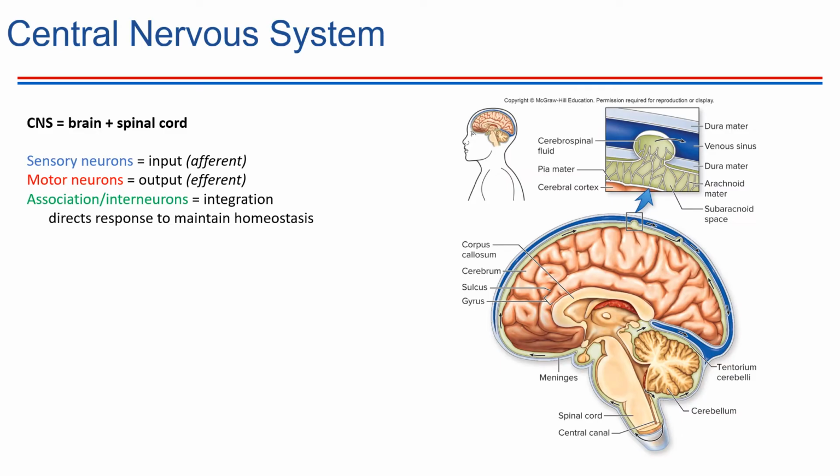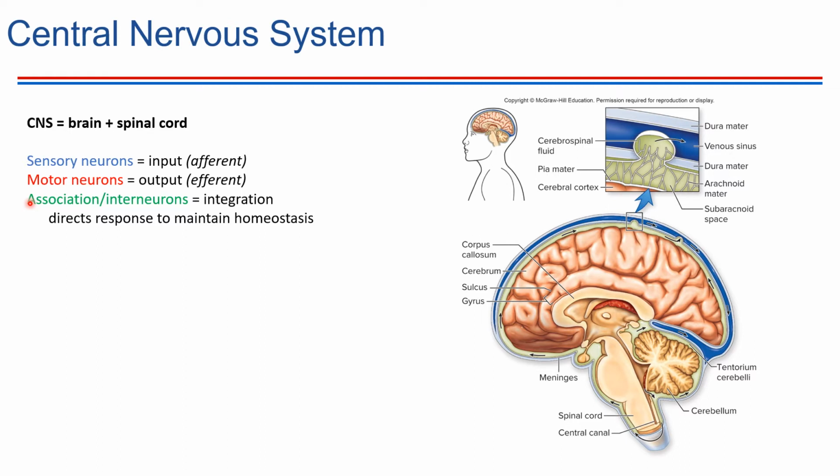So if we start just by remembering, we've got our central nervous system, that's the brain and spinal cord. We know that sensory neurons are our input, information that's coming in, so we say that they are afferent in nature. And then we have motor neurons, which are neurons coming out of the central nervous system. So they're our output, or they're going to be efferent, E for exit again, in nature.